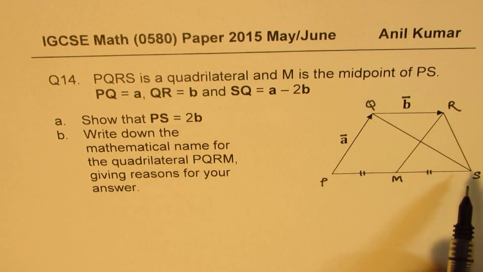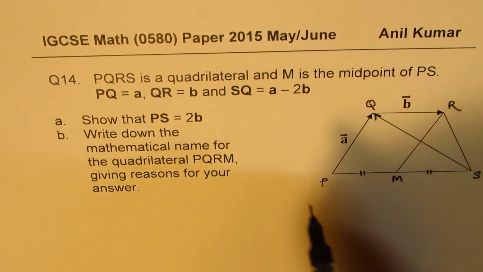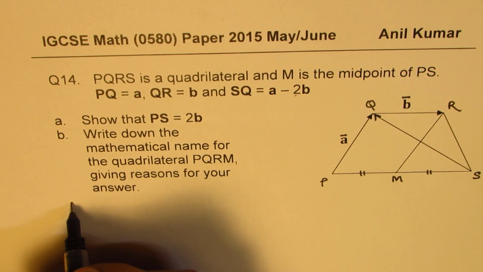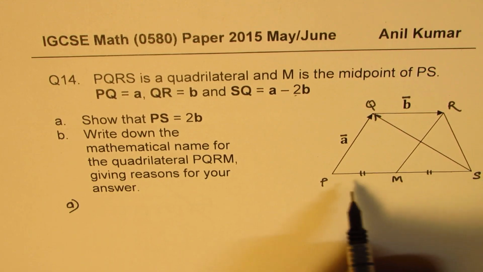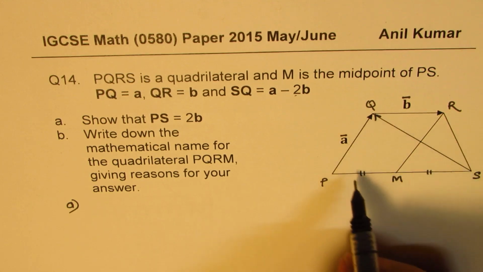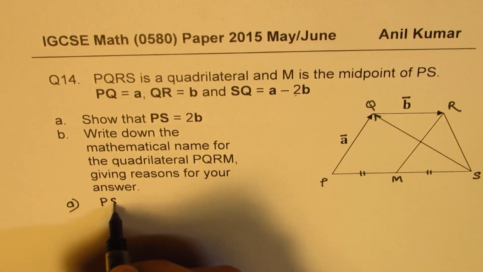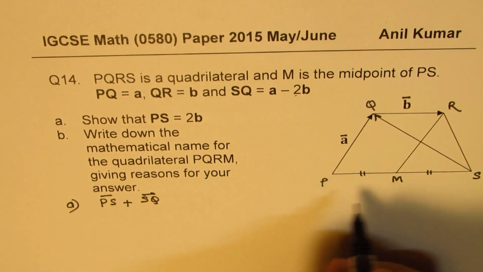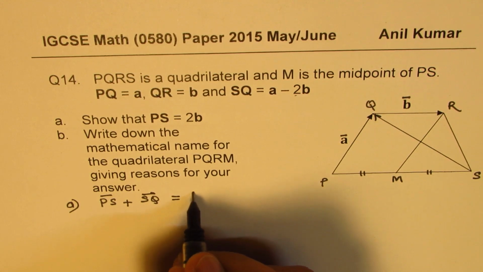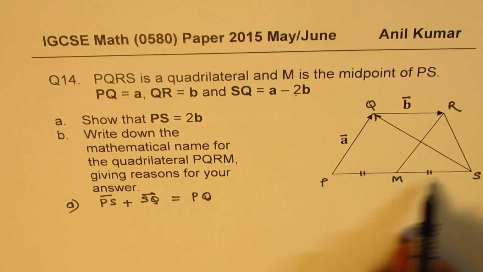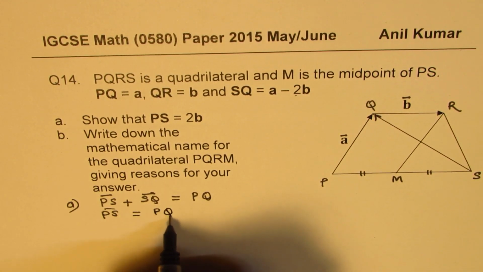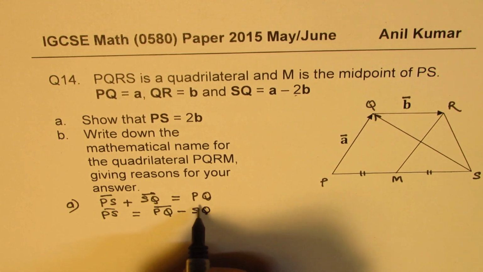You are given SQ, S to Q, this arrow, is A minus 2B. So first thing is to show that PS equals 2B. That is the first part. So let's do part A. So we need to find what PS is. So vectors just add, right? So we know PS plus SQ should be equal to PQ, right? Now we need to find what PS is, so we'll just rearrange. So PS is equal to PQ minus SQ, correct?